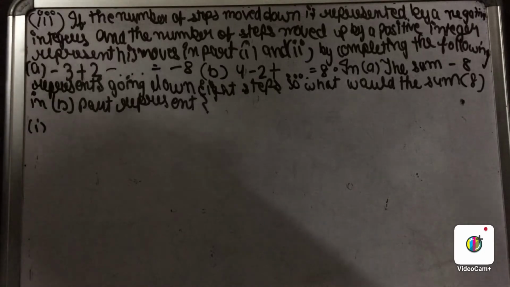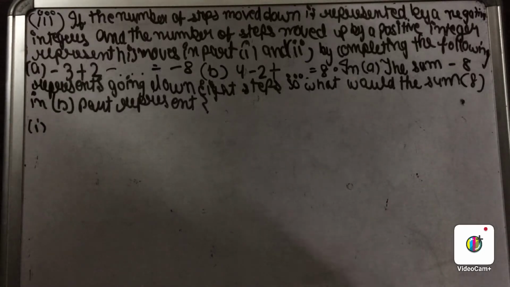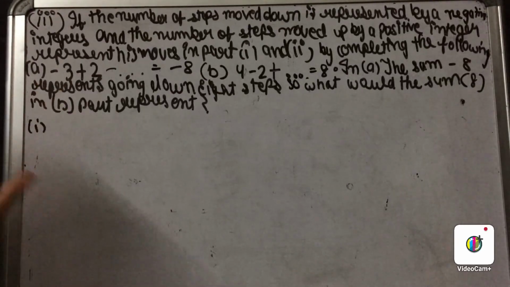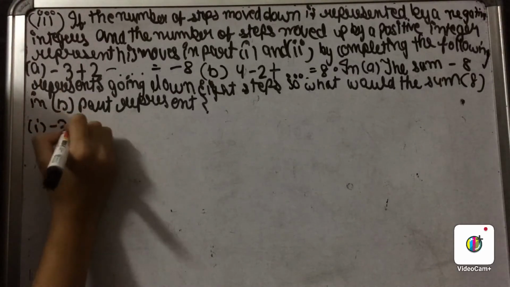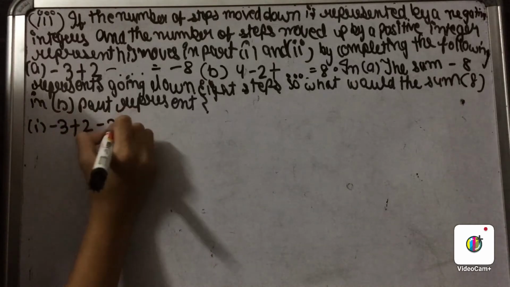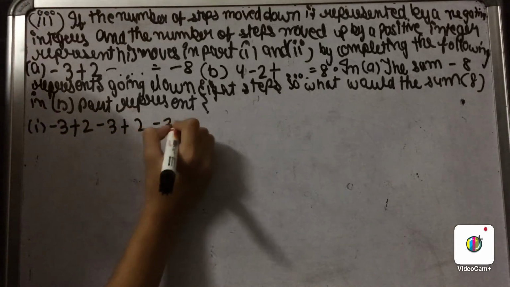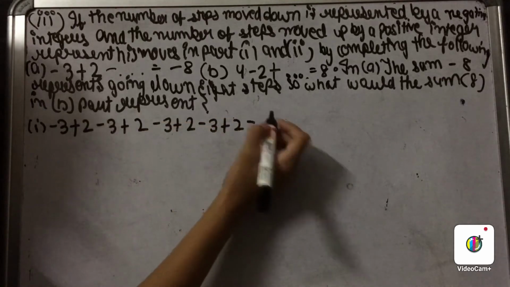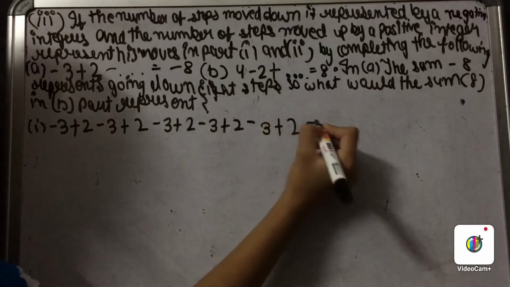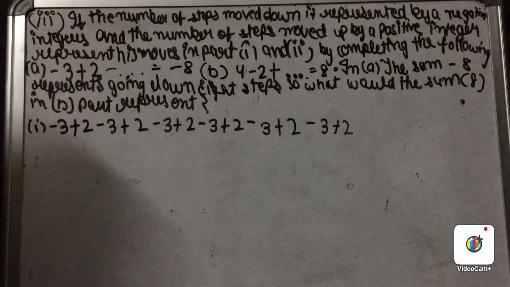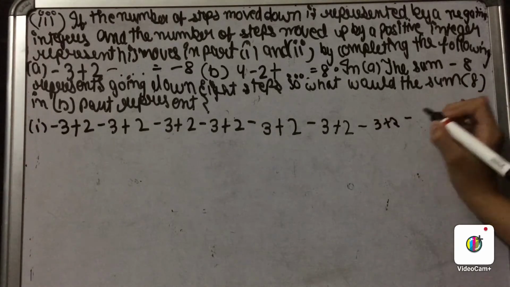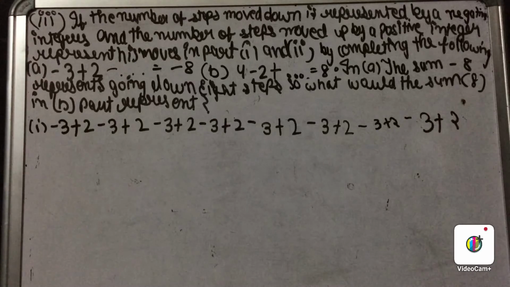8 times, obviously, because 1 into 8 is 8. So we would write minus 3 plus 2, 8 times. Minus 3 plus 2, minus 3 plus 2, minus 3 plus 2, minus 3 plus 2, minus 3 plus 2, minus 3 plus 2, minus 3 plus 2, minus 3 plus 2. Okay, so now our minus 3 plus 2 is completed 8 times.